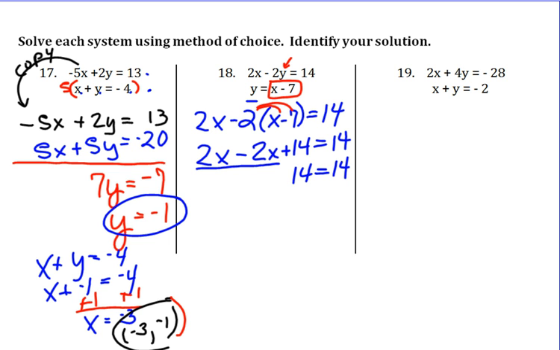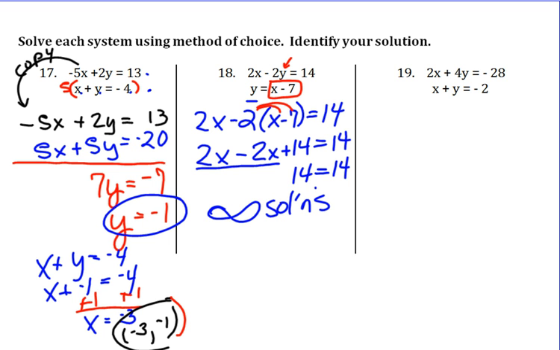Now you remind yourself, I've said what happens when you get a true statement like this. Our answer is there's infinite solutions. Those are piggyback lines. Okay. This one I really could go either way. I could solve it either for x or y and use substitution, or I can multiply it out and use elimination. I don't think it really matters.